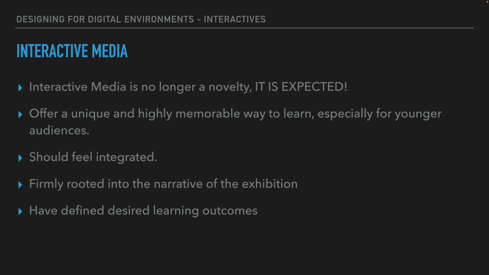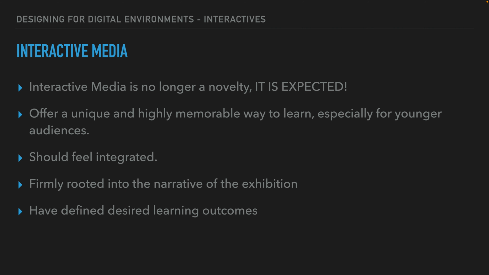The big thing to know about interactive media, though, is that it used to be a novelty. It used to be you'd show up somewhere and you'd be like, oh, wow, look, there's something here to interact with. It's no longer that way. We go to an exhibition, we go someplace, we are expecting to have something to interact with. So we start to think about all the different learning methods that we work through. Interactives make a major part of that.